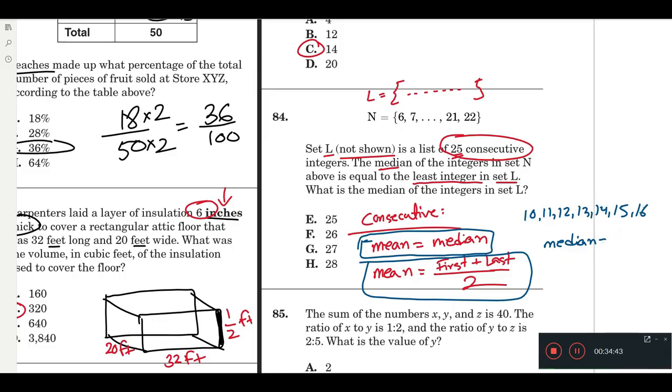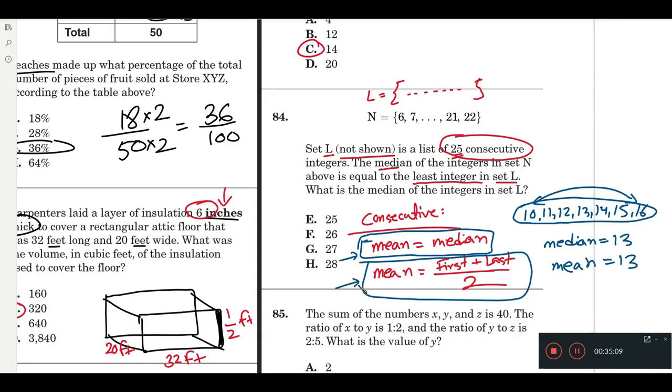You have to add the first one and the last one to be 26, divided by 2, which is also 13. You see, mean is equal to median. But if you want to find it the traditional way, add them all and divide by 7, you'll also get 13. You get it? Wait, but it's only for consecutive, right? Yes, only for consecutive. These are the two privileges you get in consecutive.